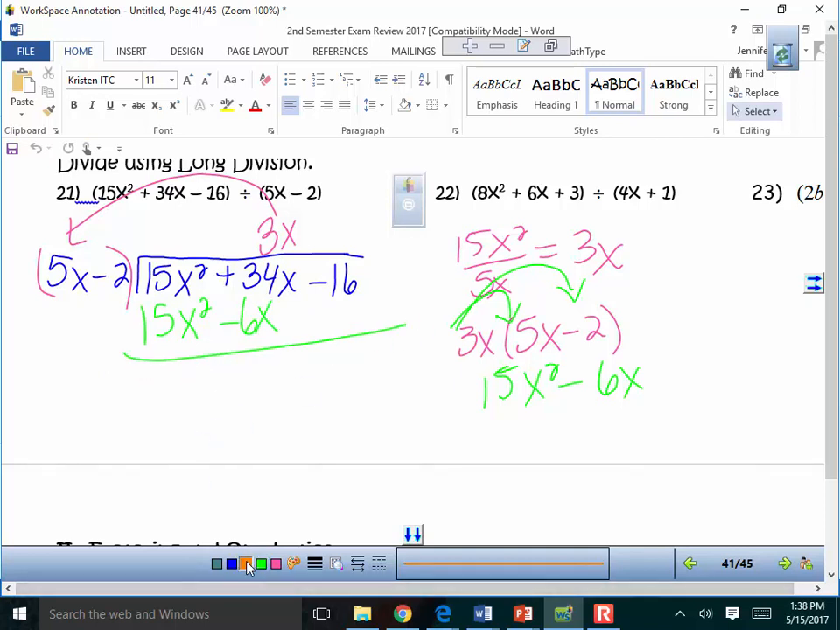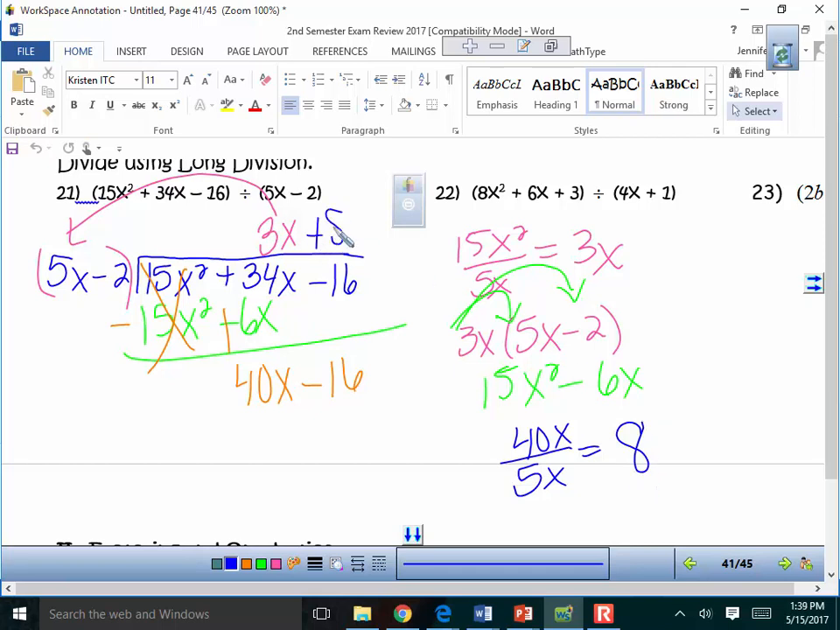And then we're going to change these signs, and these cancel, and that gives us 40x minus 16. And guys, we're going to repeat the same process. We take that leading term and divide it by the first term of our divisor, that's 40x divided by 5x. And what does that give us? 8. So this is plus 8.